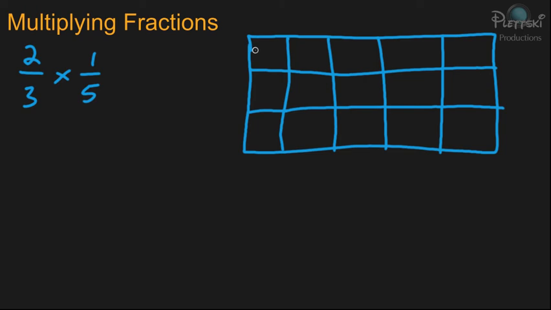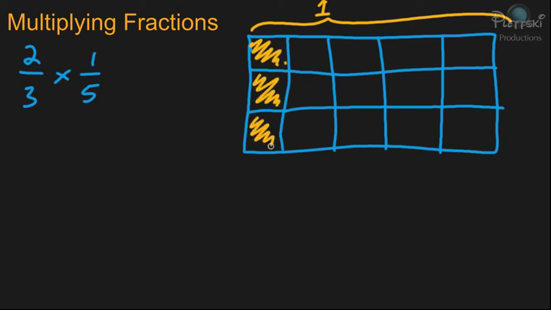Well, what does 1/5 look like? So this whole thing is a whole. This whole thing is one whole. And 1/5 would be 3 of these boxes, right? Because we have 1, 2, 3, 4, 5. So each 3 of these boxes would be 1/5. So you have 1/5, 2/5, 3/5, 4/5, 5/5. Okay, so this is 1/5.